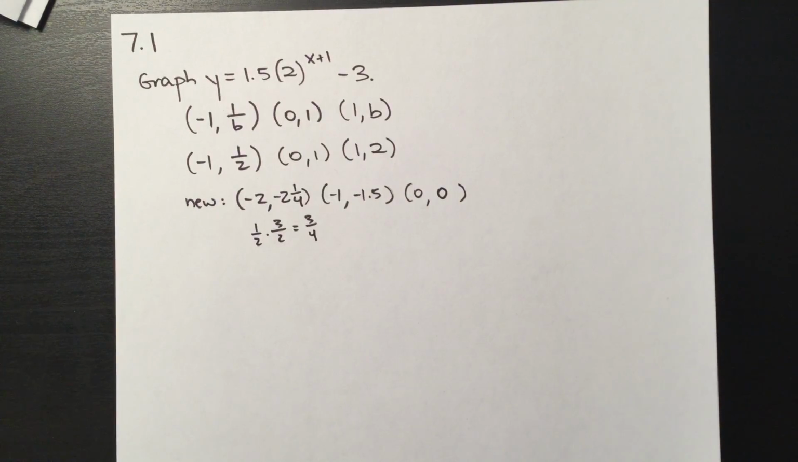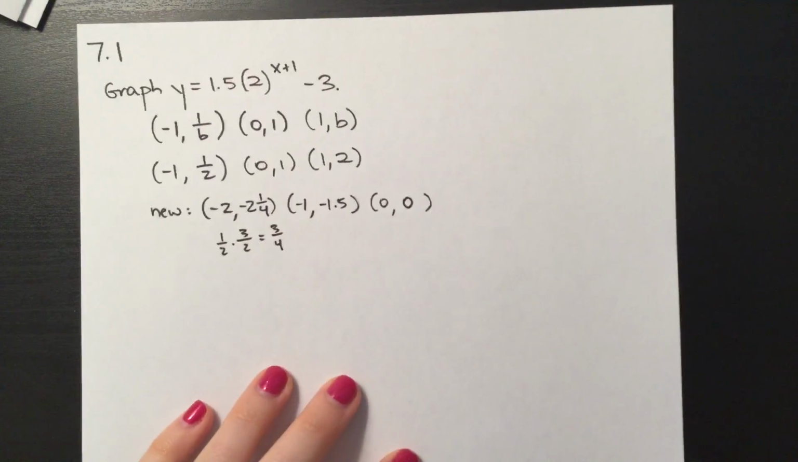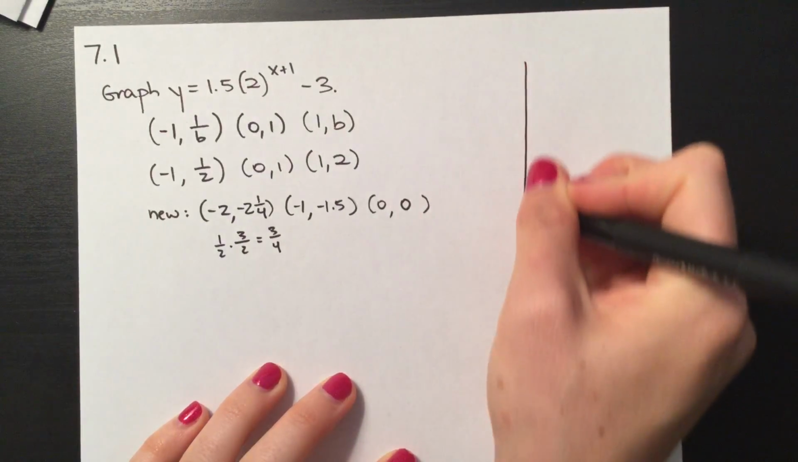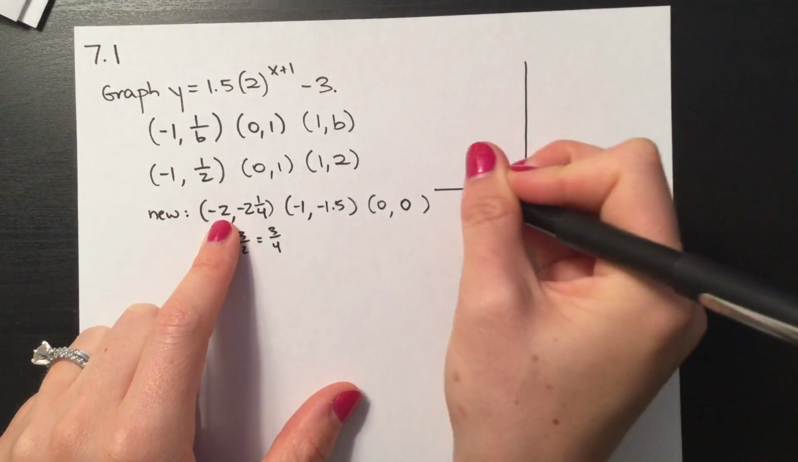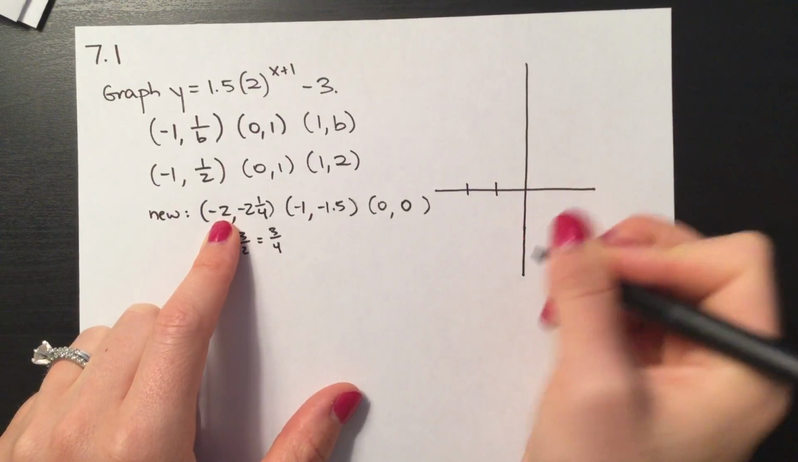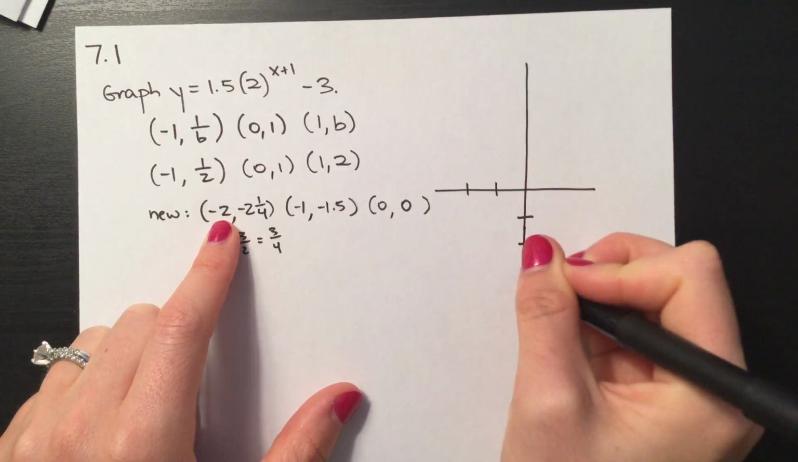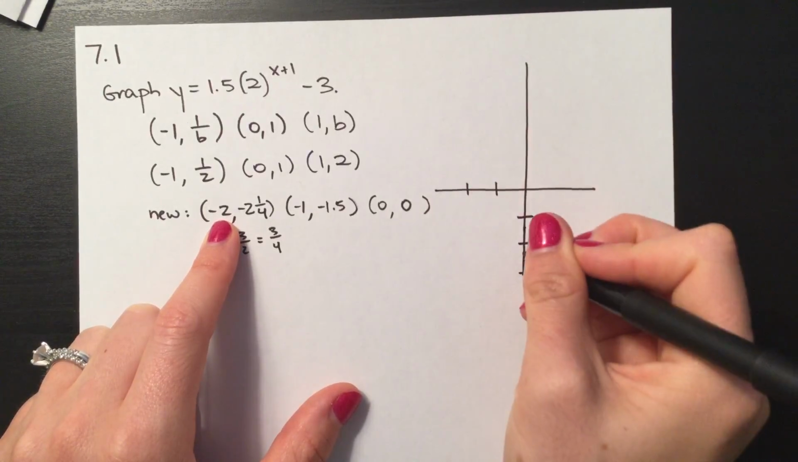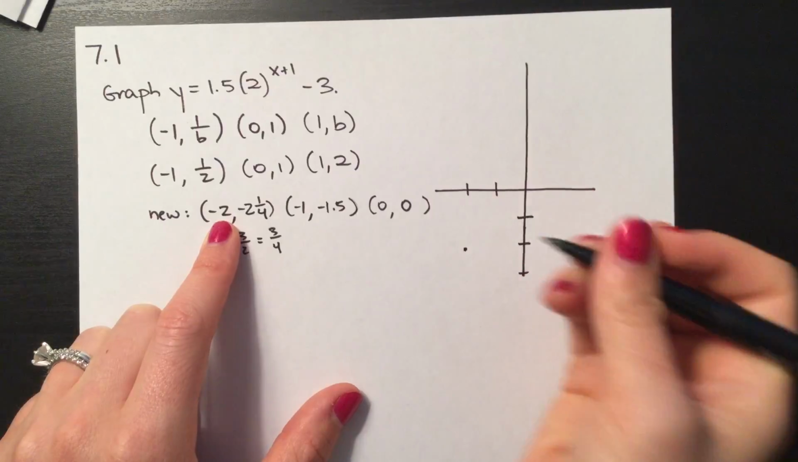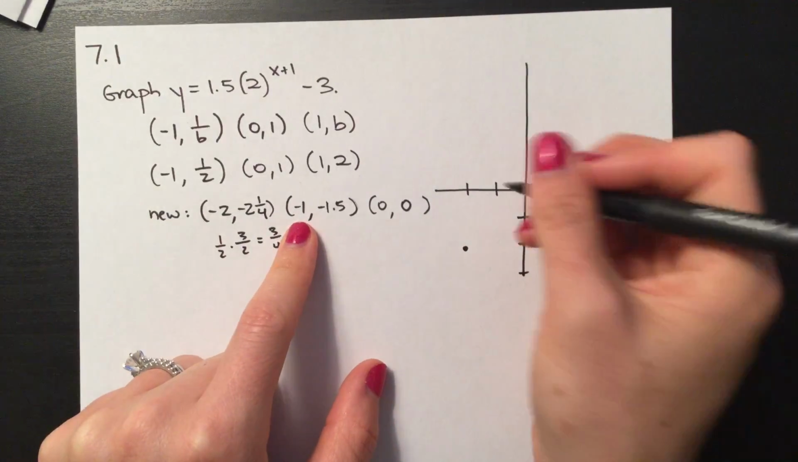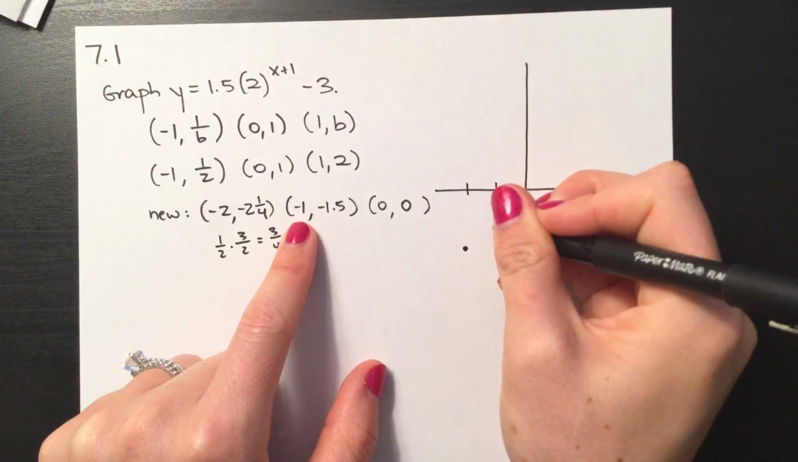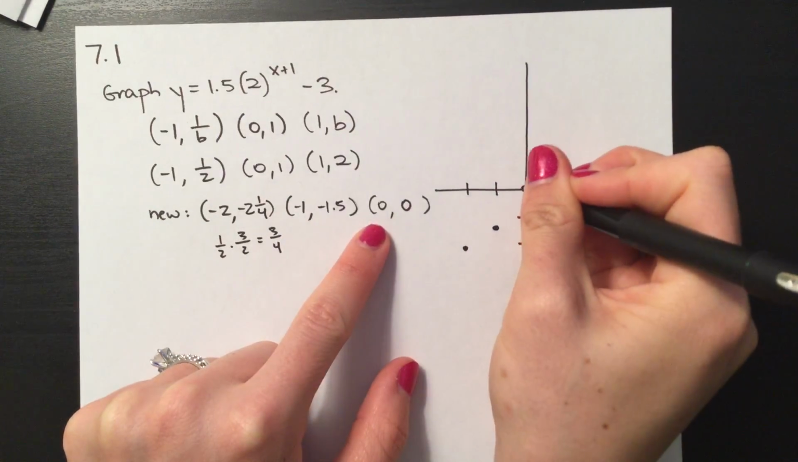I'm going to plot them, take a look at what the graph looks like. Okay, so -2, and then -2 and 1/4. So here's -2, and then -2 and 1/4 would be just a little bit beyond that. -1, -1.5, be about there, and then 0, 0, right at the origin.